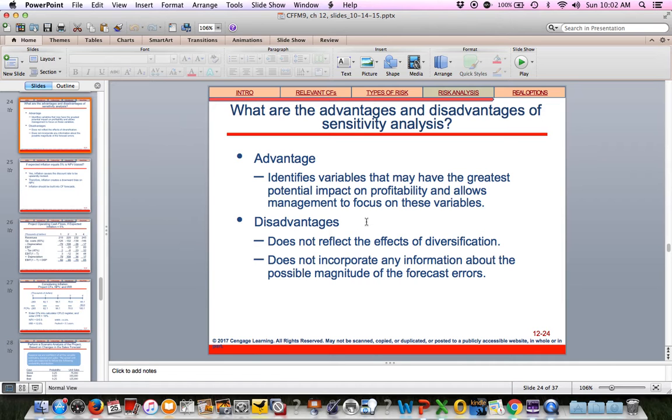Advantages and disadvantages of that: it identifies the variables that may have the greatest potential impact on profitability, and allows management to focus on those variables to make sure they are being taken care of properly. Disadvantages: it does not reflect the effects of diversification, and does not incorporate any information about the possible magnitude of forecasting errors. But it's a good thing to do. I've done a lot of these. Management wants to know these things. They want to know, if we do this, then what? If we change this number, then what? So you want to run several scenarios to be able to answer those questions and provide that information. But there are disadvantages to it.